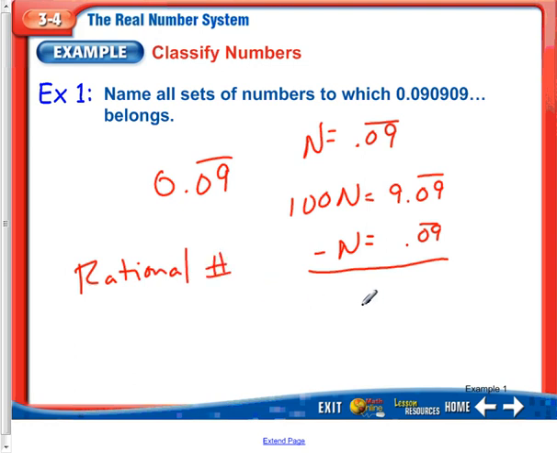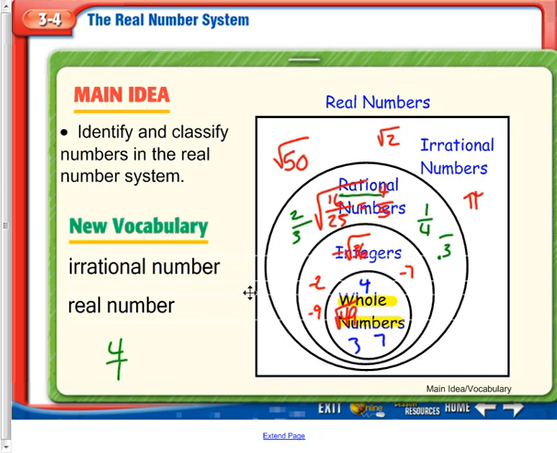Now, since it can be written as a fraction, we're going to have 99n equals 9 divided by 99, and so n equals 1 over 11. So again, 1/11 is equal to 0.090909 repeating. Now 1/11, okay, it fits here with rational numbers, but we can't call it an integer and we can't call it a whole number, so it just is out here in this outer circle as a rational number.